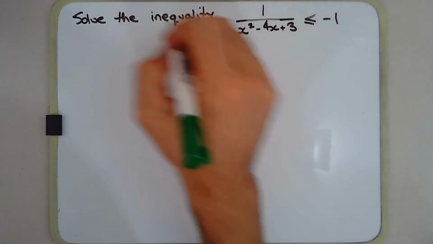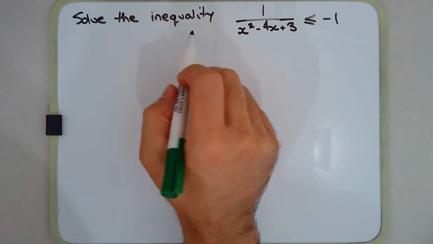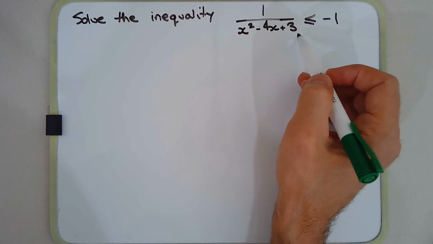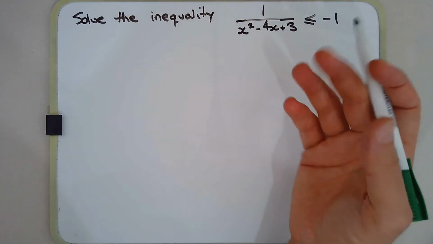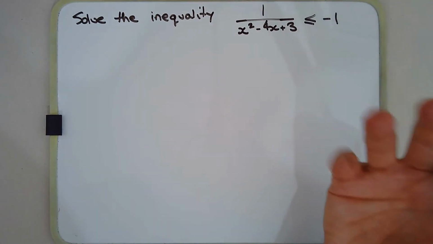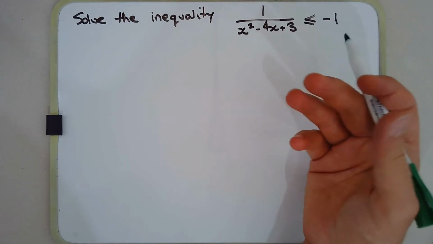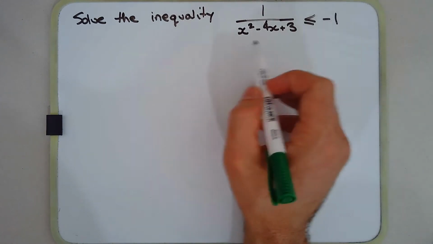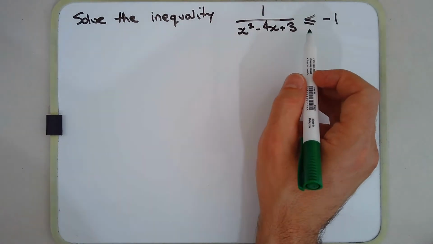Let's have a look at an inequality that involves a quadratic expression in the denominator. So we're going to solve the inequality 1 over x squared minus 4x plus 3 less than or equal to negative 1. Now we have the same problem as before: if it's an inequality and we're not sure whether the denominator is positive or negative, we don't know whether, by multiplying both sides by the denominator, we flip the inequality sign or not.